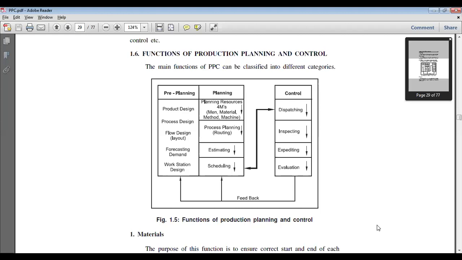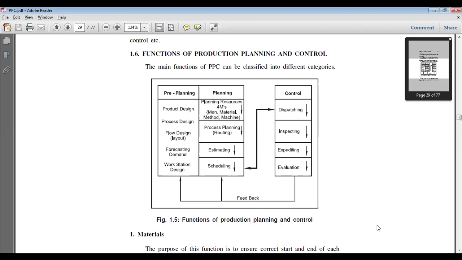We forecast the production or the demand of the market for next month, and for that we design our manufacturing. From past experience, we have seen that in March or April we require 1000 parts of a particular product.